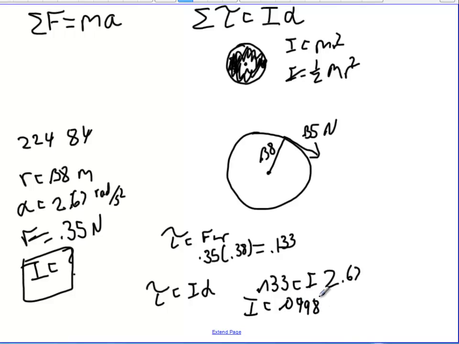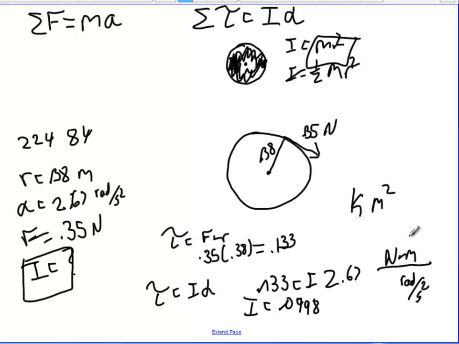So I equals 0.0498. Now the units of moment of inertia are kind of interesting. Torque is measured in Newton meters, and you just divided torque by angular acceleration, which is radians per second squared. A Newton meter divided by a radian per second squared is going to be a kind of complicated, confusing unit. But if you come up here, it's also just mr squared, which is kilogram meters squared.